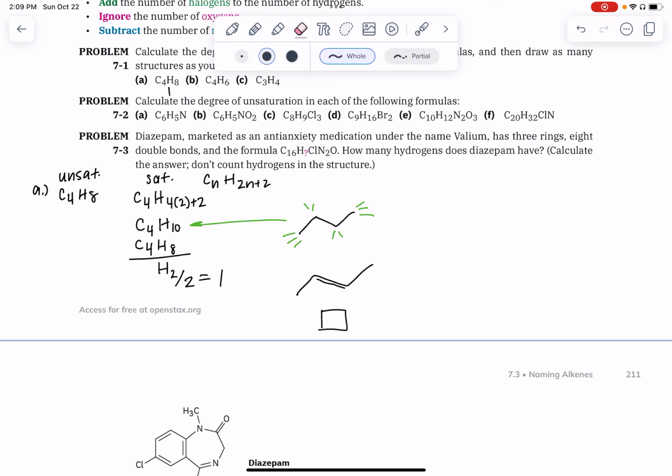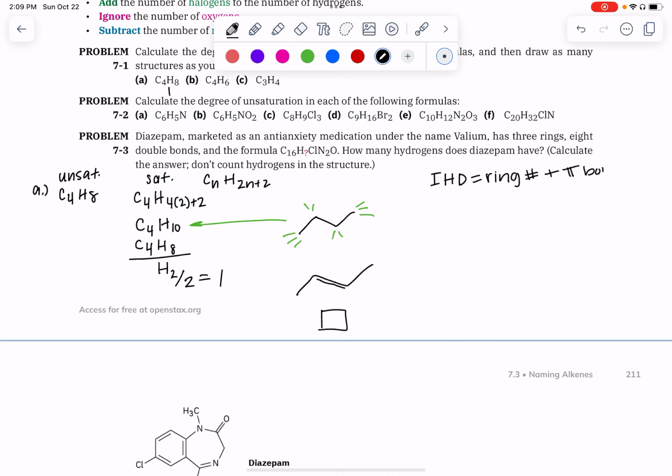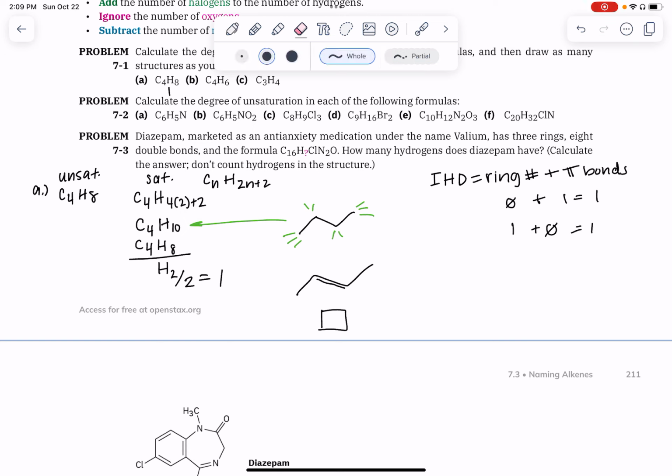Remembering that we calculate our IHD from the number of rings plus pi bonds. That gives us our IHD. So if we have no rings, that's 0 plus 1 pi bond, that's 1. Then we get an IHD of 1. Here we have a ring and no double bonds, so we get 1 plus 0 equals 1. And those are two valid structures.